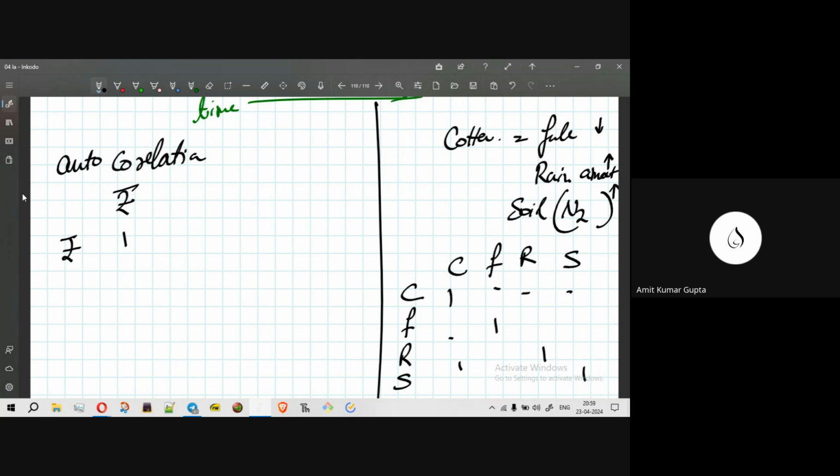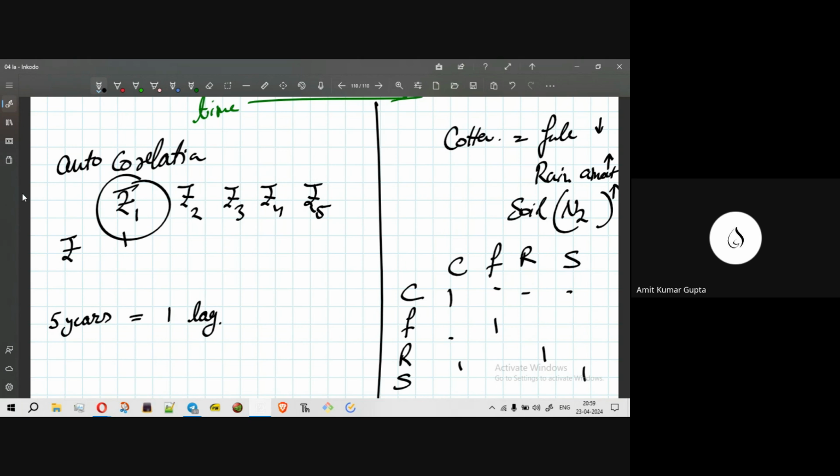Here is the catch. The catch is the lag value. So what is the lag value? R1, R2, R3, R4, R5. That's the lag value. We discussed in our ARIMA model, there was a lag value. What is the meaning of the lag value? If my parameter is, say, 5 years, then R1 here means the lag value. This is R. This is the lag value.